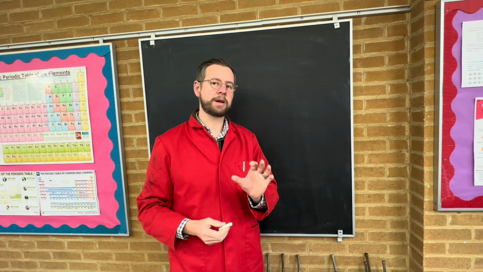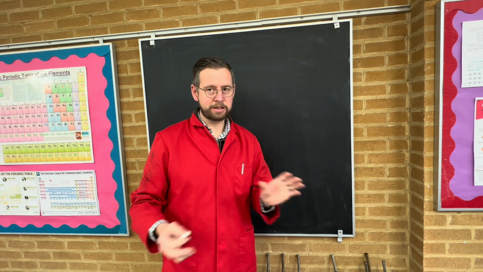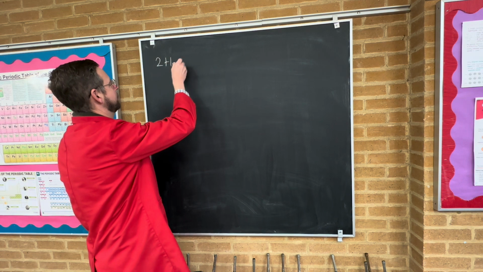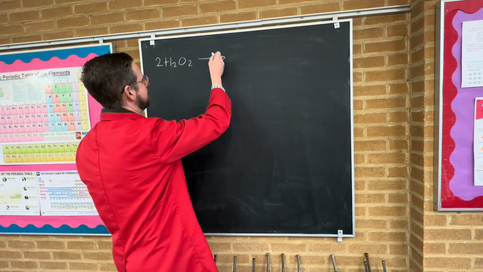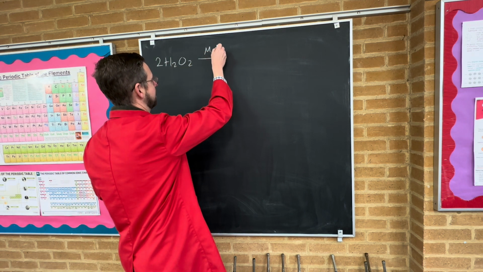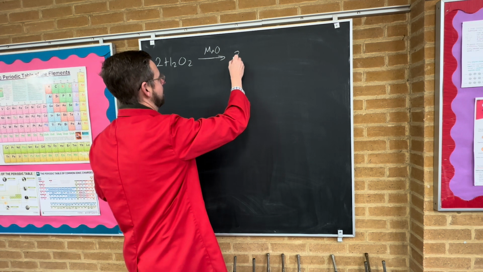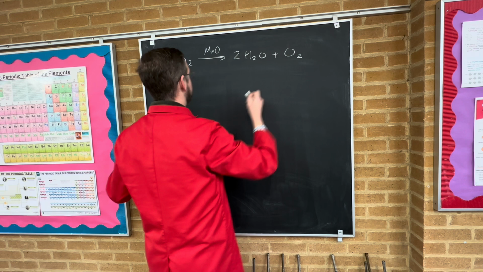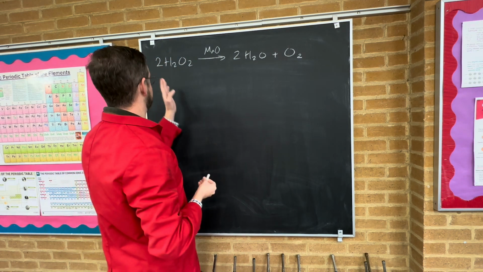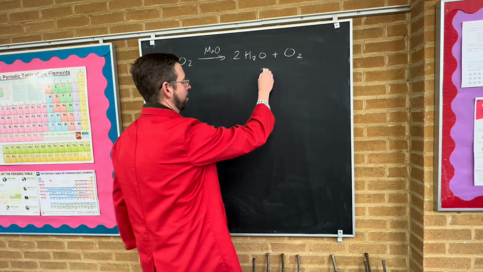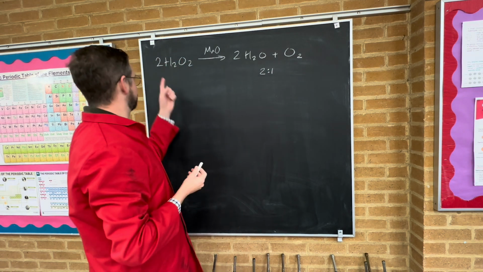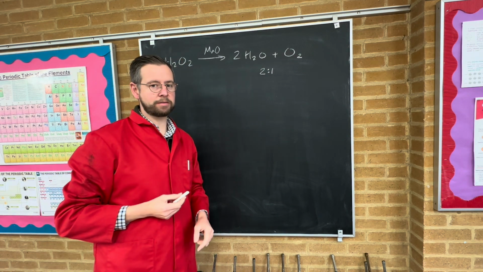First of all, we need to write a balanced equation of this reaction. So, first of all, it's going to be 2H2O2 decomposes in the presence of the manganese oxide into 2H2O plus O2. And the very first thing to notice here is it's a 2-to-1 mole ratio. It means that for every 2 of those, we're going to get 1 of those.